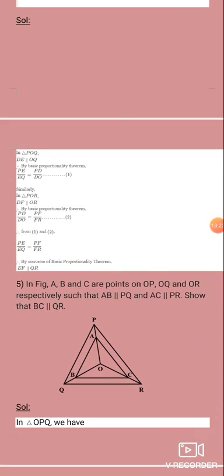Now the next question. All these are the same type of questions. In the figure, A, B and C are points on OP, OQ and OR respectively, such that AB is parallel to PQ and AC is parallel to PR. Show that BC is parallel to QR.